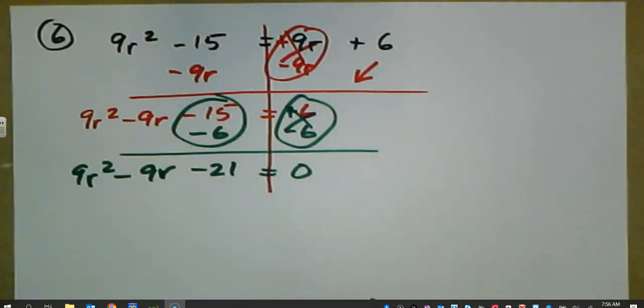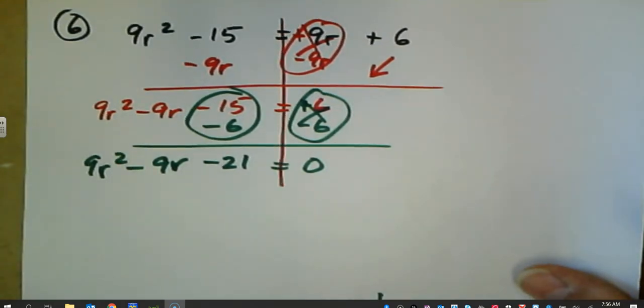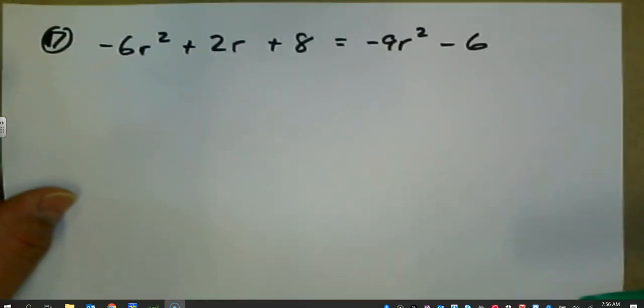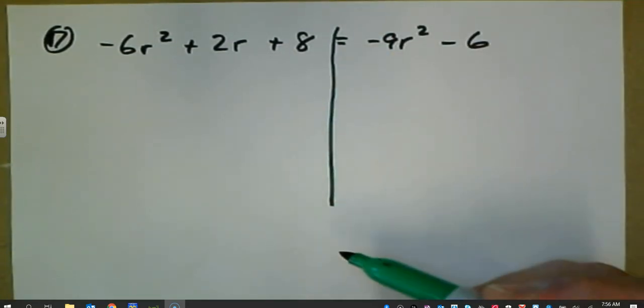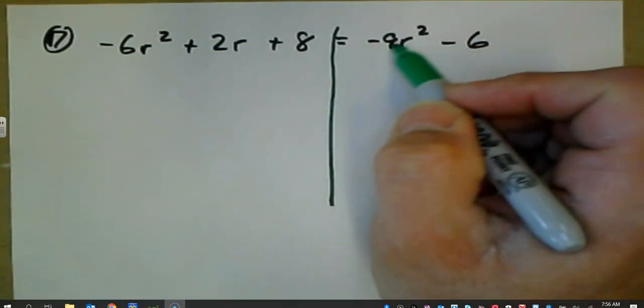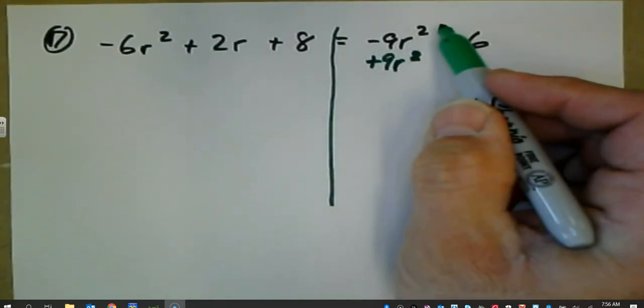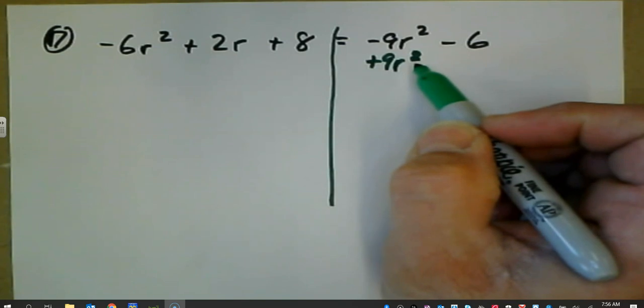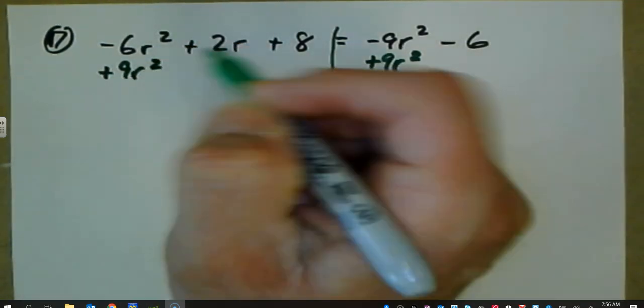Everybody feel comfortable with this, or do you want me to do one more? If you want to, I'm going to do 17. You can watch. Here's 17. Again, this one has that minus 9r squared. So I'm going to add 9r squared, but I need to find its like term, and it does have one. Right there.